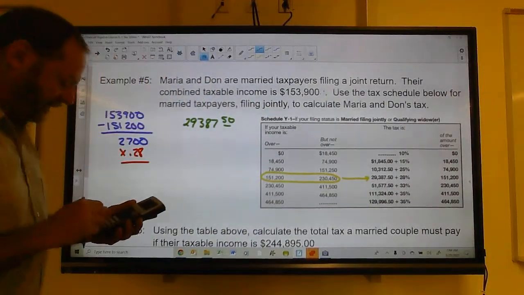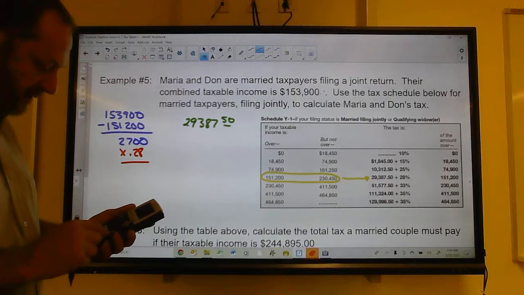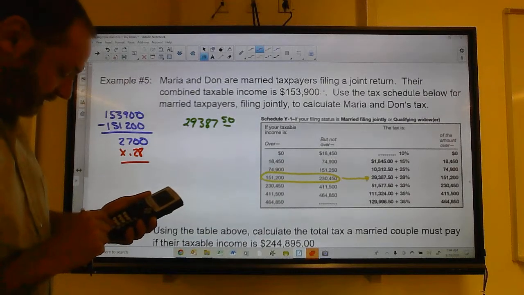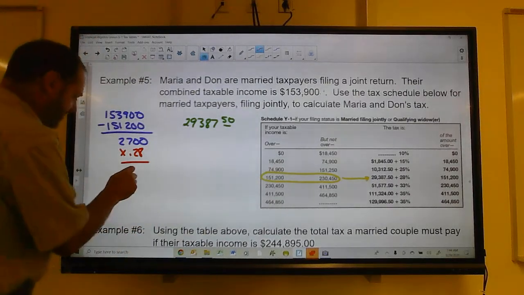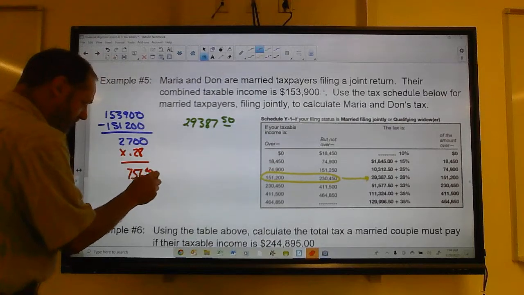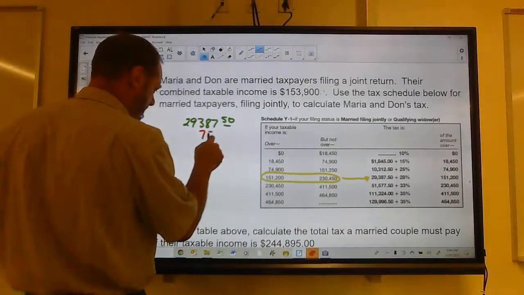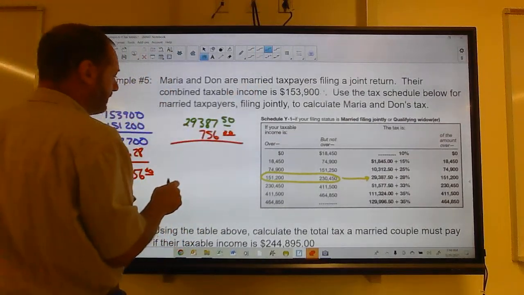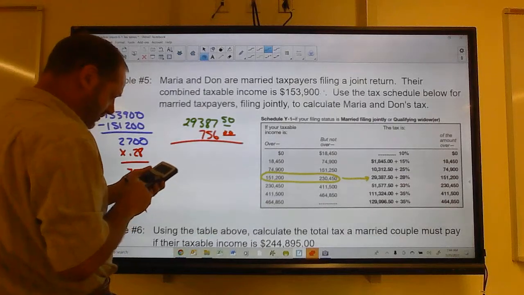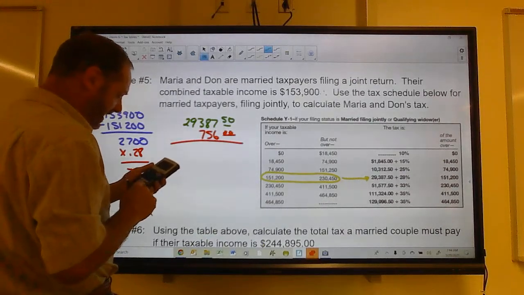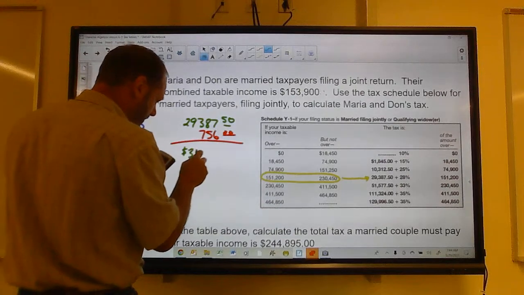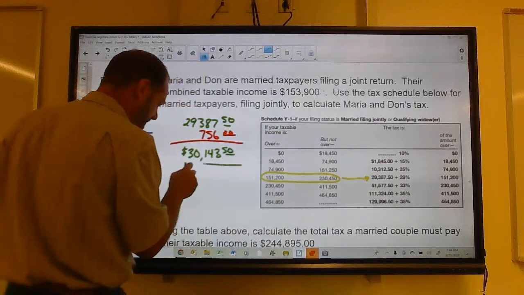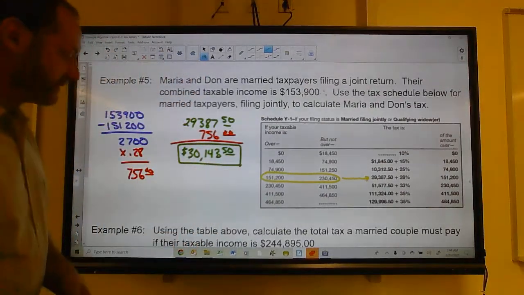So we get out our handy dandy TI-84 Plus C Silver Edition graphing calculator. We go 2,700 times 0.28. That's an additional $756. Okay, that's going to go right here. And we're going to add that up. So we're going to add to that 29,387.5, and we get a total of $30,143.50. And there's our total tax.